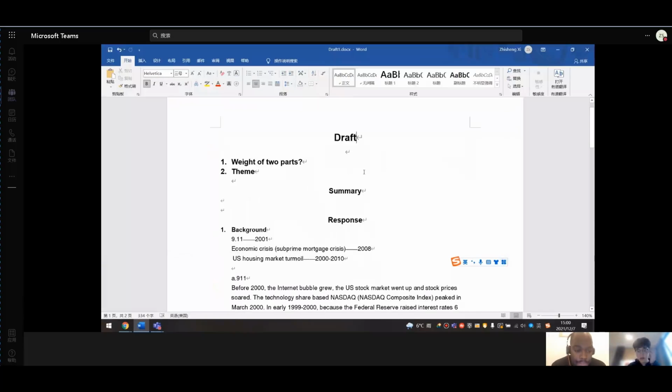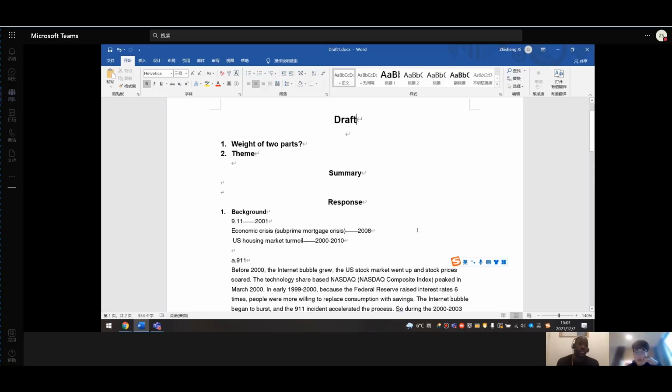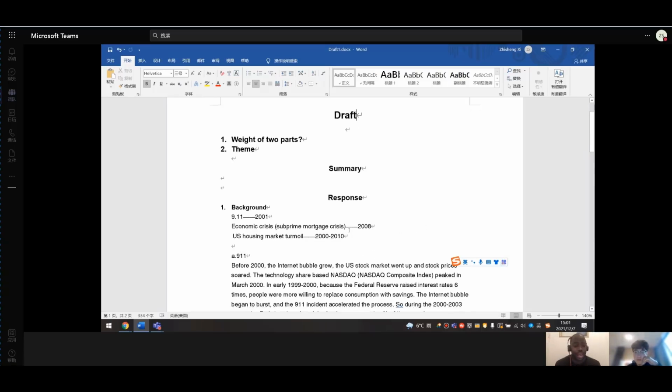I got two main questions. The first one is the weight of the two parts, because our essay has two parts. One is the summary of our presentation and another is the response to the text. So I want to know the weight of these two parts. I think assume 50-50. Because it doesn't say anything otherwise, and I think both of them are as important as each other.